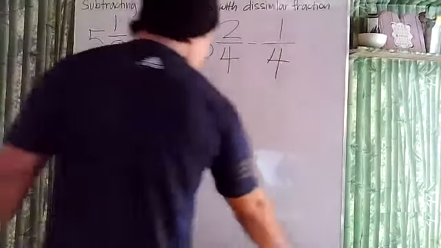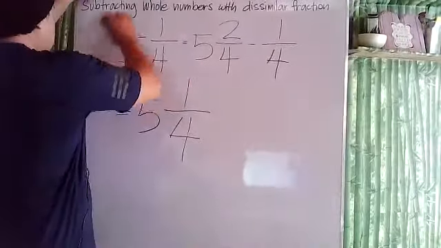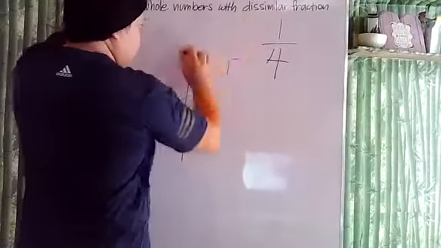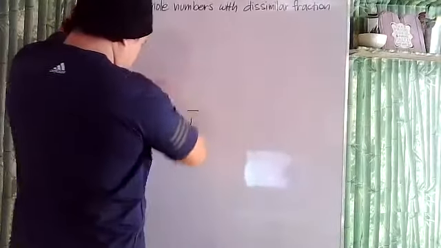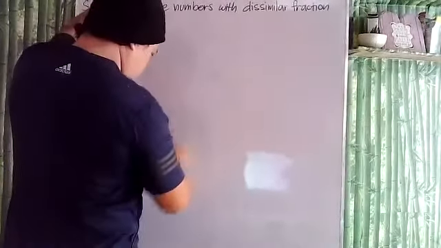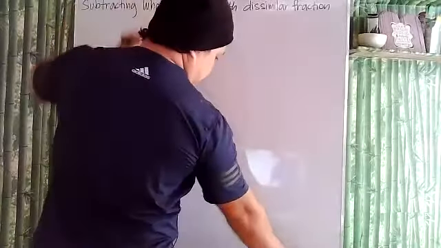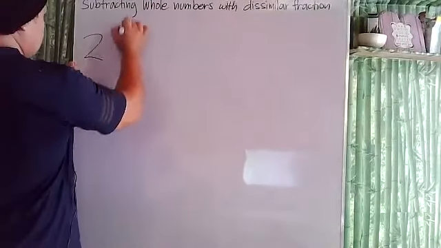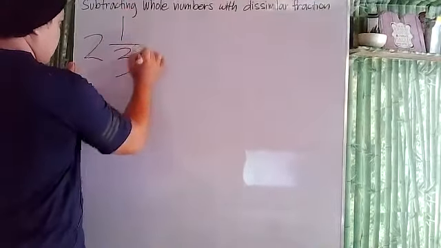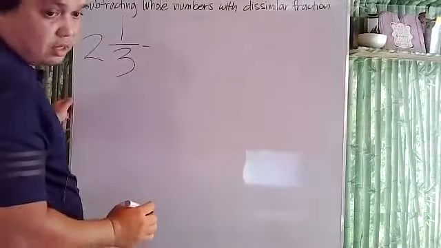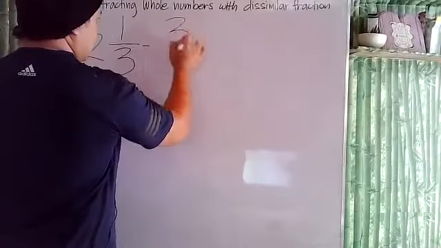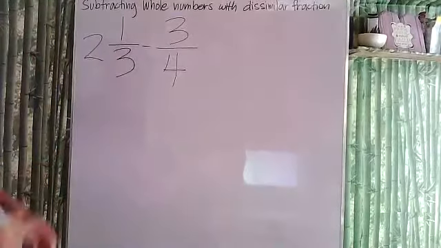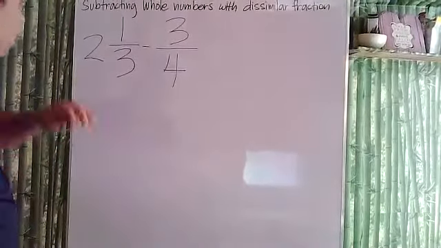Well, let's have the next example. How about if the fraction that we are subtracting cannot be subtracted? What are we going to do? So let's have that. 2 and 1/3 minus 3/4. Now we have here dissimilar fractions.